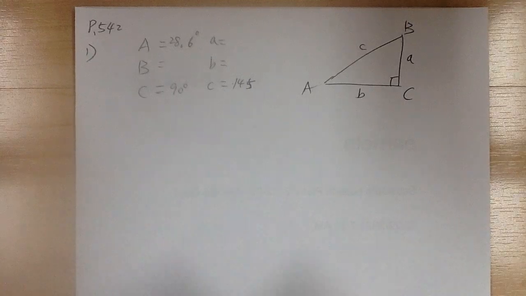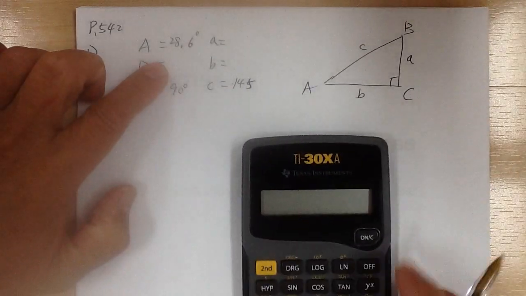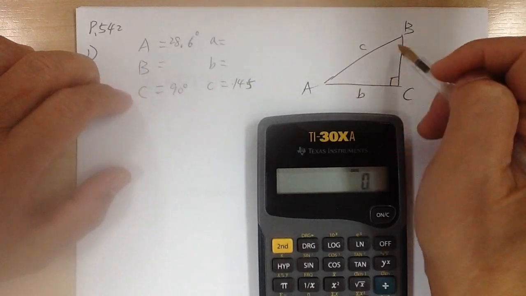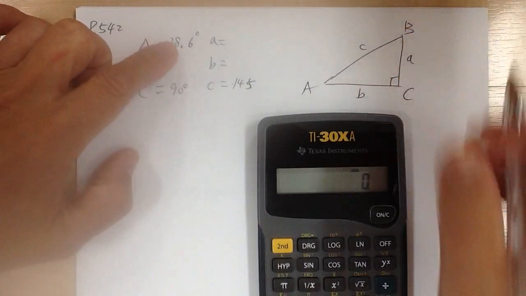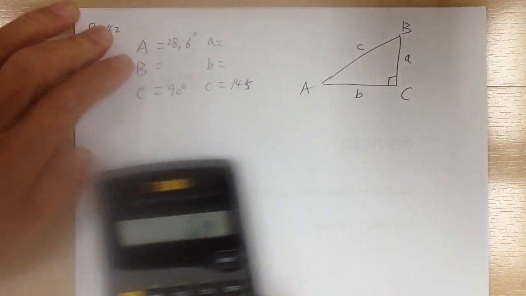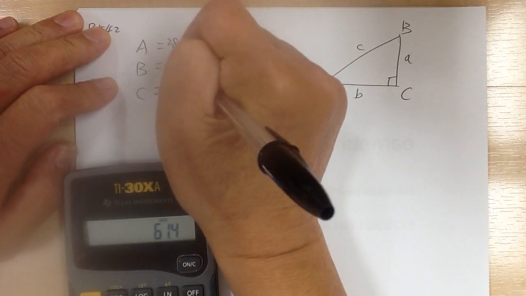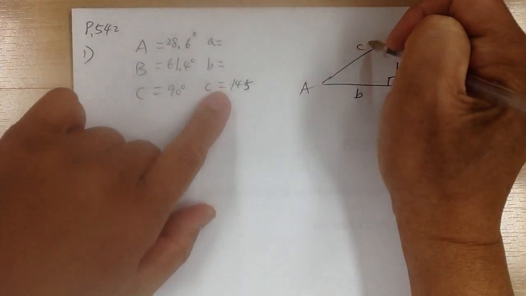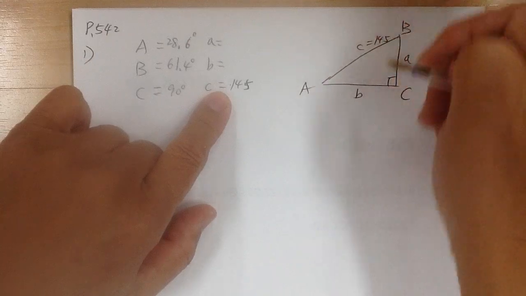Okay, then what you want to do is you can figure out your angle B right away. Because angle A and B are complementary angles, you just use 90 minus 28.6. This will give you 61.4 degrees. Okay. Then after that, you probably can write this over here. It helps you to visualize.